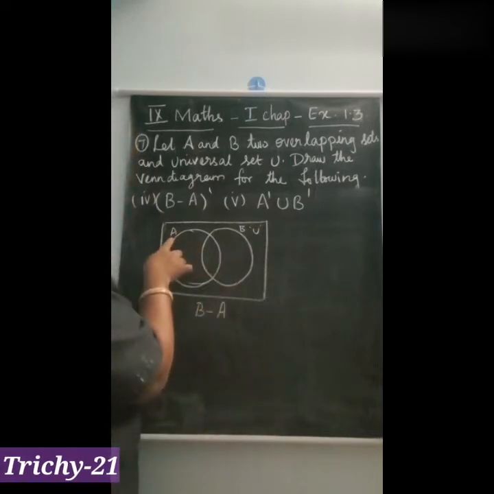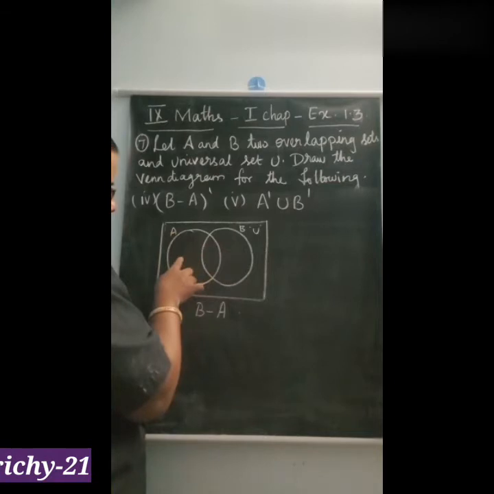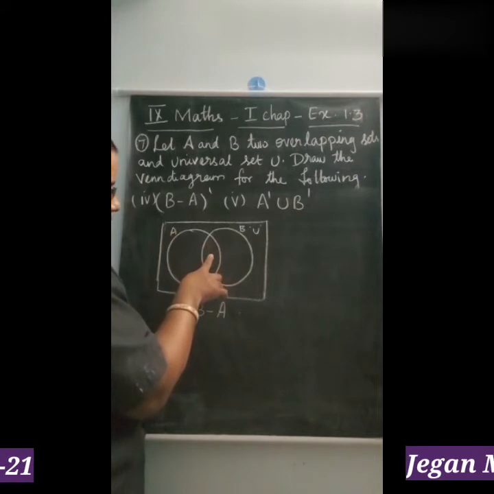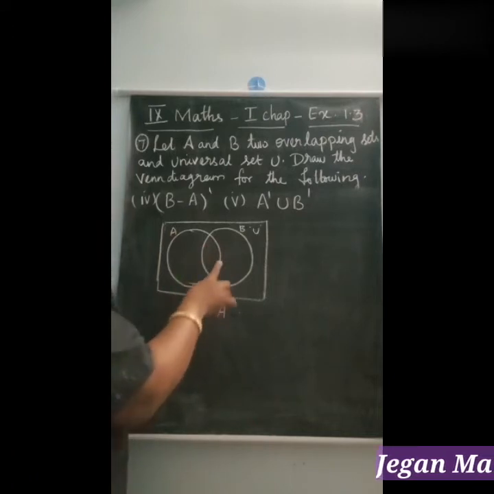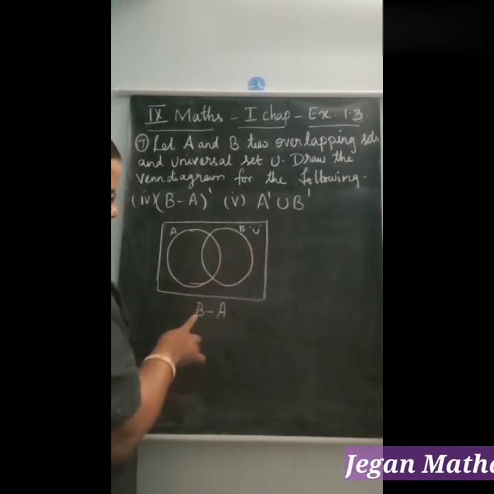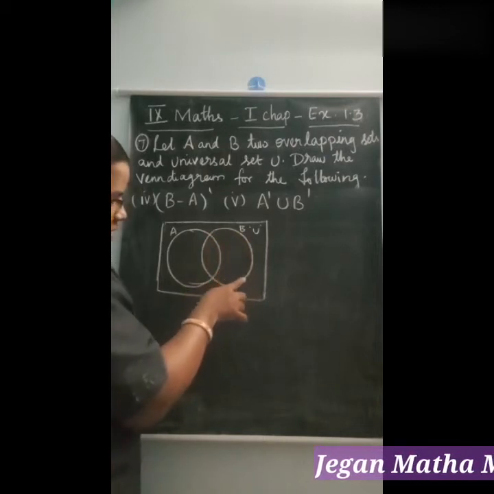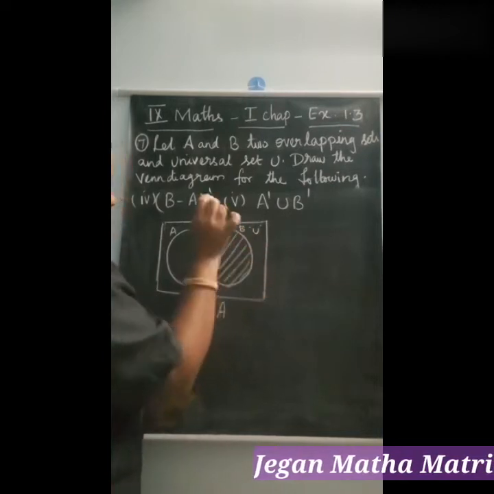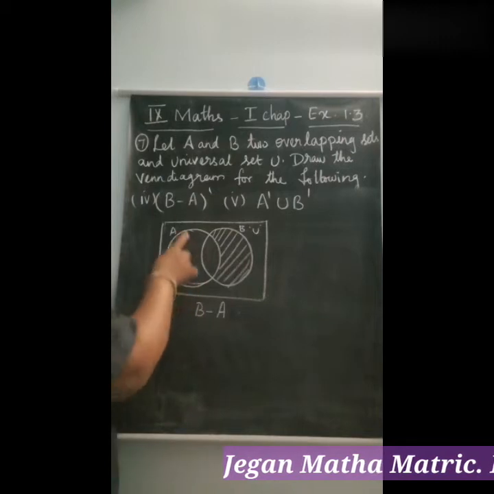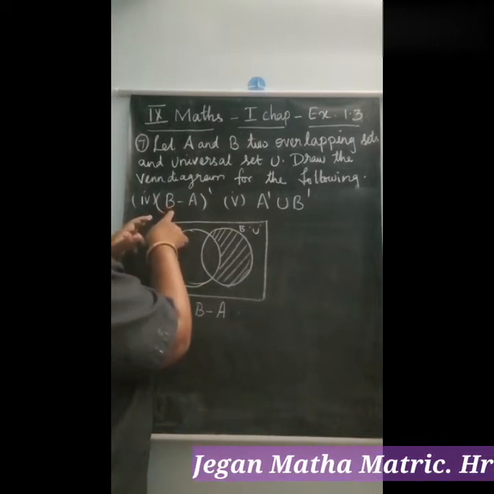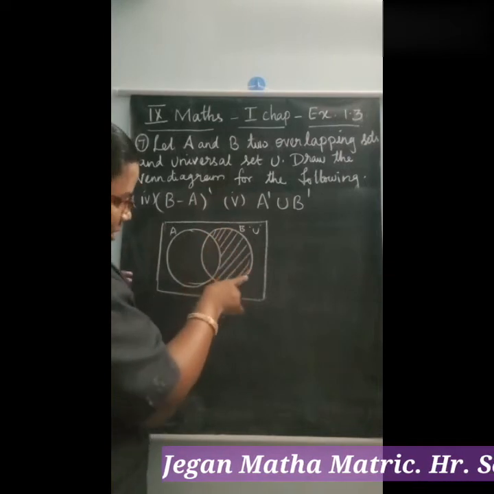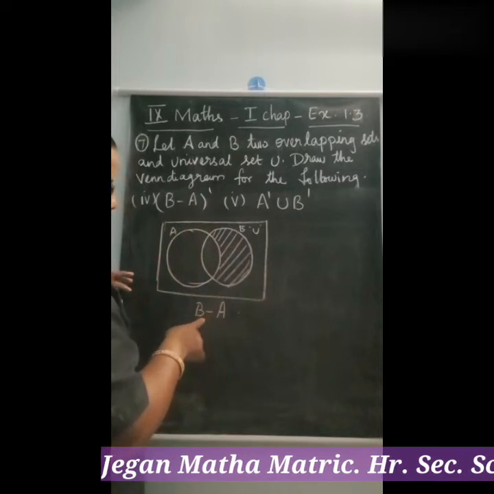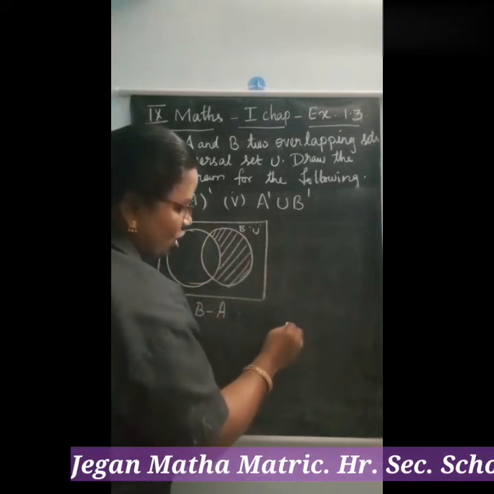So this is B, this is A. You have to take the common part of these two sets. Leave this common part and take the remaining part in B. That is B difference A. And then we have to draw B difference A the whole dash. Except this part, you take all the other parts for B difference A the whole dash. So how to draw this?